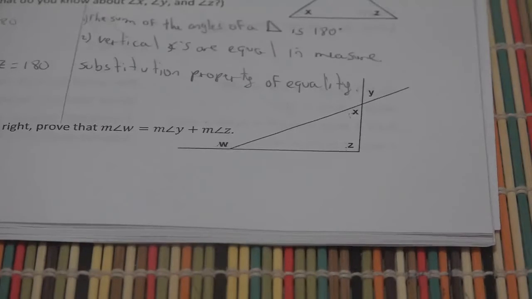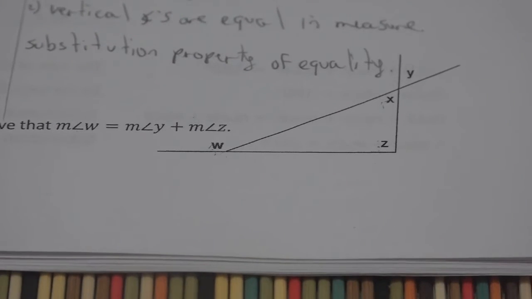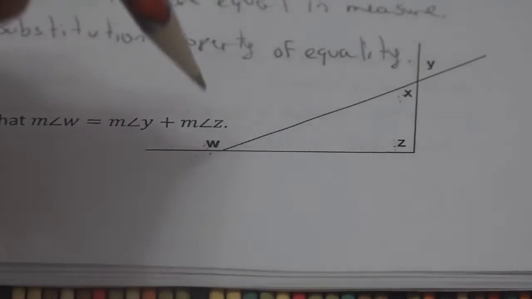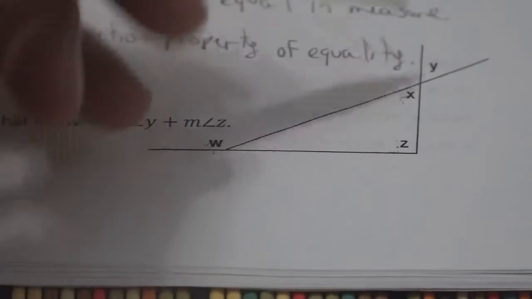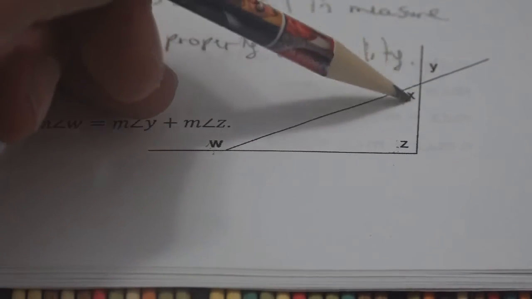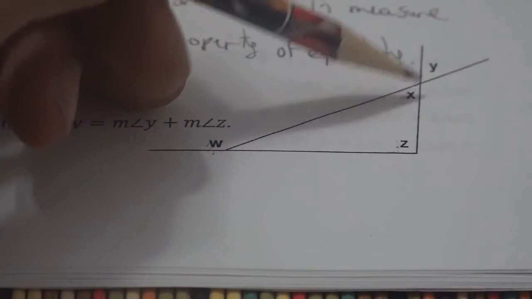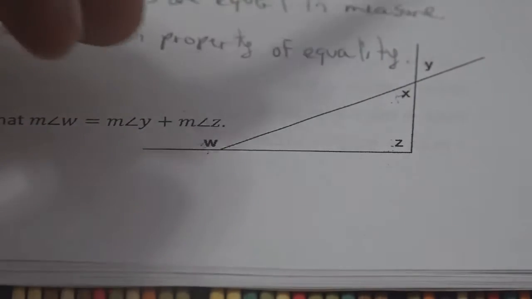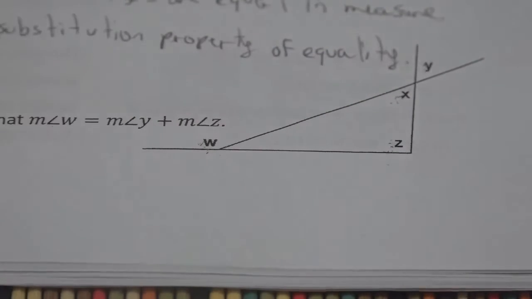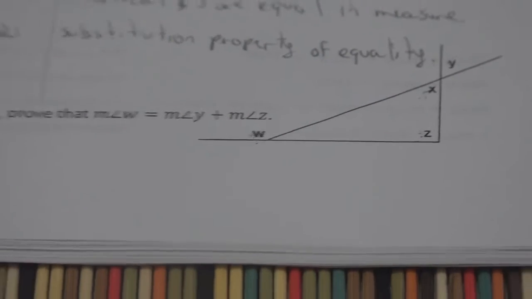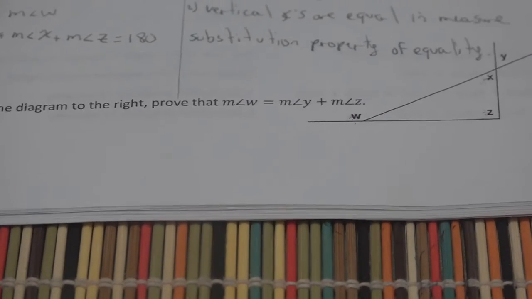And now since I'm not writing anything, I can make it larger. So once again, W is equal to Z plus X. X is vertical with Y. So I could replace equals by equals. So instead of X, I could just say Y. So then W should be equal to Z plus Y. Okay? Now let me write down the proof the way we're supposed to.